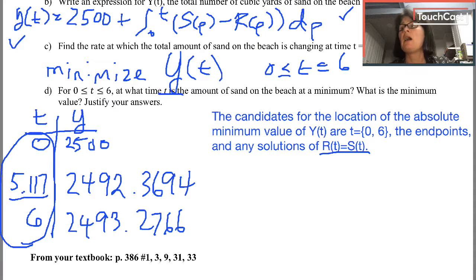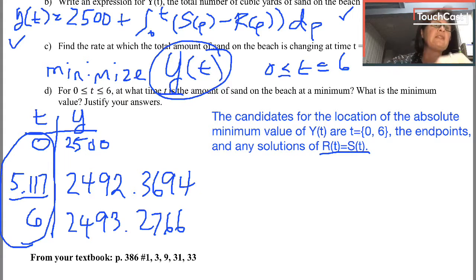So we could have said y prime of t equals 0, or 0 equals s of t minus r of t. Just notice that works because we had already defined the meaning of capital Y of t. In other cases where they don't ask us to write that function, you're going to have to be specific. You might have to say the candidates for the location, or you would say the candidates for the time of the absolute minimum amount of sand on the beach, and you'd want to be very specific that you are referring to the quantity that they asked for.